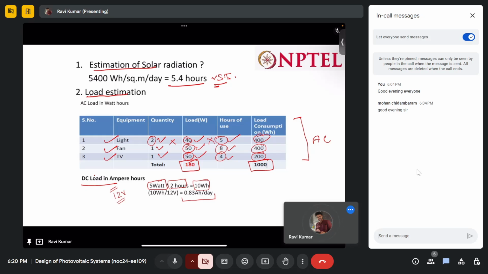What is the capacity of a battery when you go to the market? How do they specify the capacity of a battery? They say ampere hour: a 100 Ah battery, a 180 Ah battery, a 200 Ah battery. So first of all, we need to change each and every load into Ah form, ampere hour form. For the DC load, we directly have watt hour, we divide it by the voltage, and then we get ampere hour. So the DC load we have already converted, and we will convert this AC load into ampere hour.